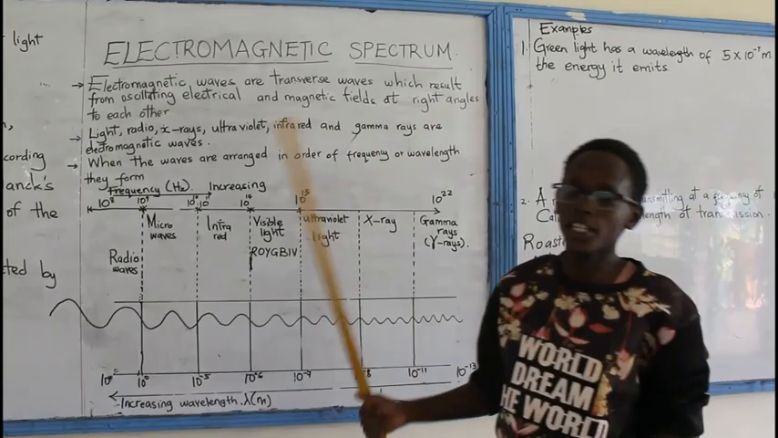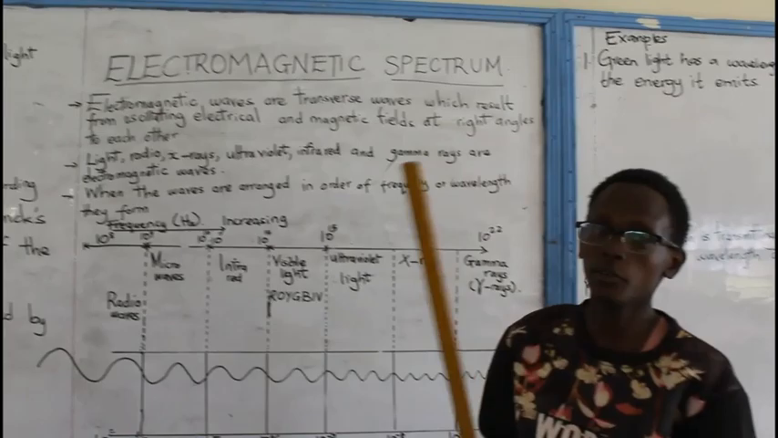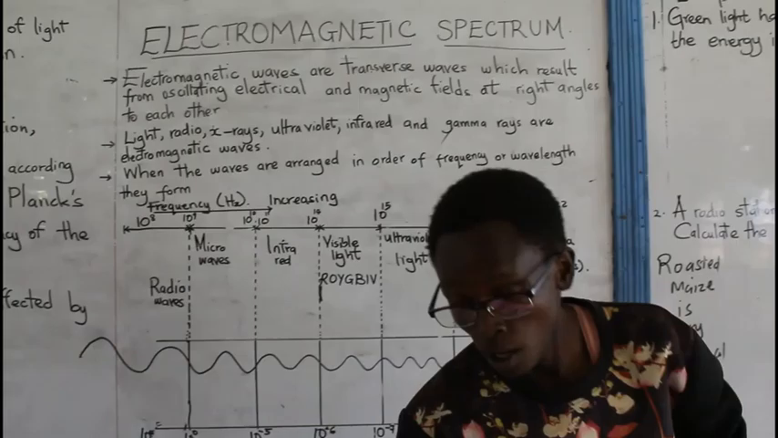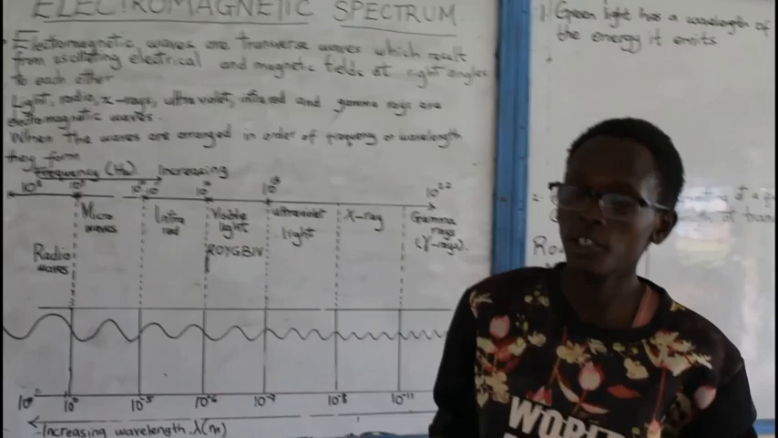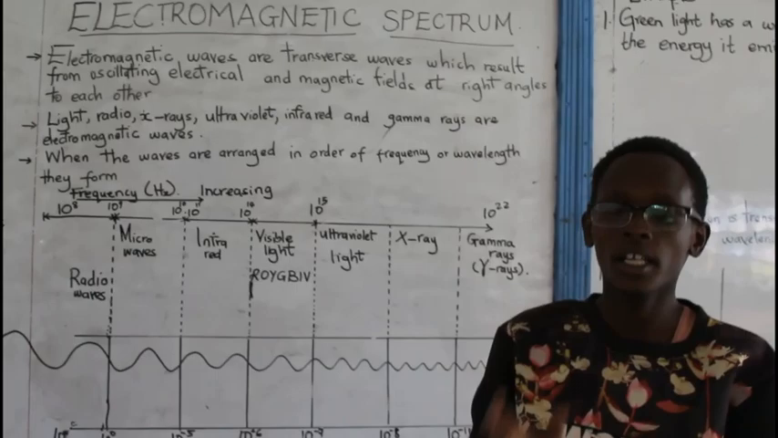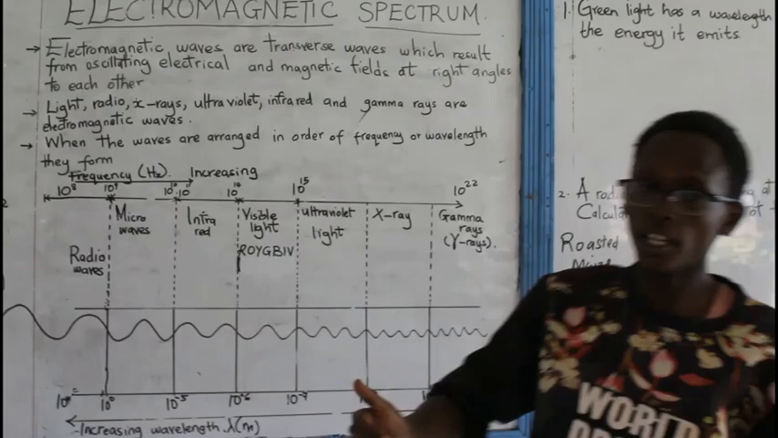So firstly, we're going to begin with defining what's an electromagnetic wave. Electromagnetic waves are transverse waves which result from oscillating electrical and magnetic fields which are at right angles to each other. So that brings me to the next question.